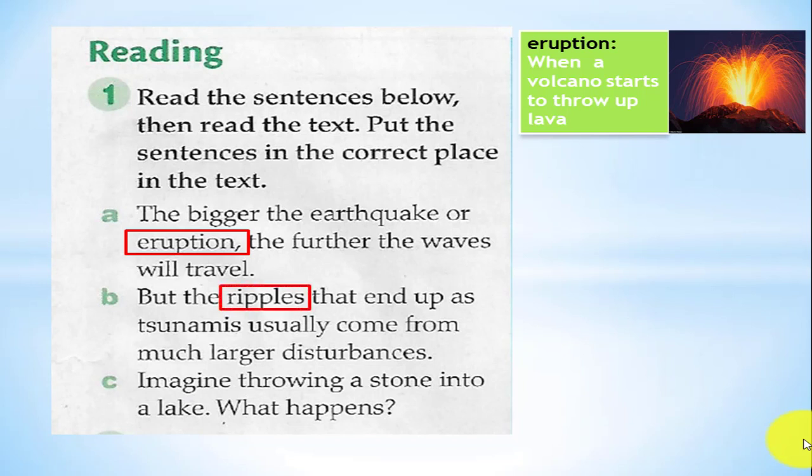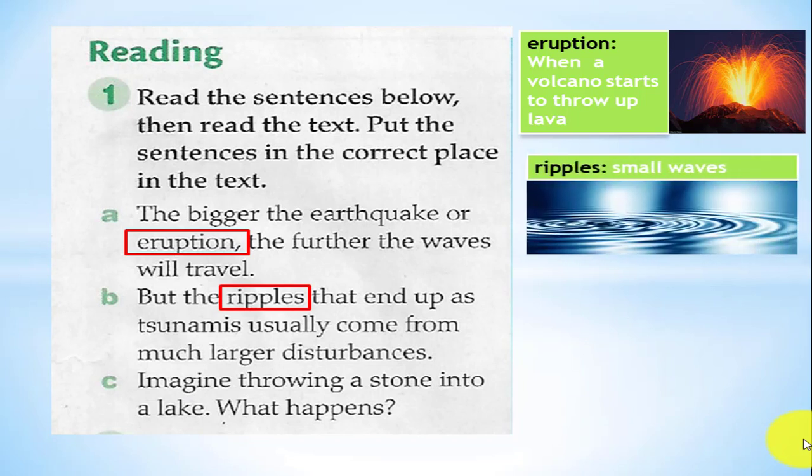The next word, ripples. What do you mean by ripples? Ripples means small waves. For example, if you throw a stone into water, this will make ripples. I like to throw a stone into water because I like to see the ripples.